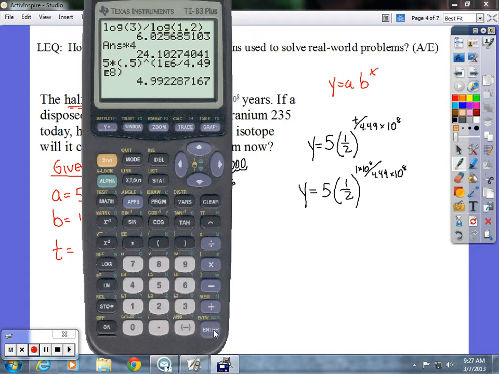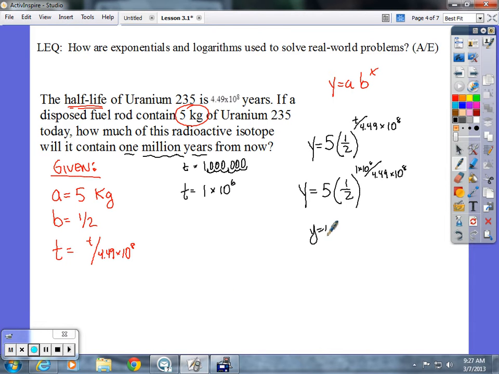Enter. So 4.99 kilograms of uranium will still be remaining. So y equals 4.99 kilograms. So we only lost 1/10 of a kilogram in 1 million years. Okay, so you can see that radioactive material being released is not a very good thing. It takes a very long time for that to be disposed of. So next question then.